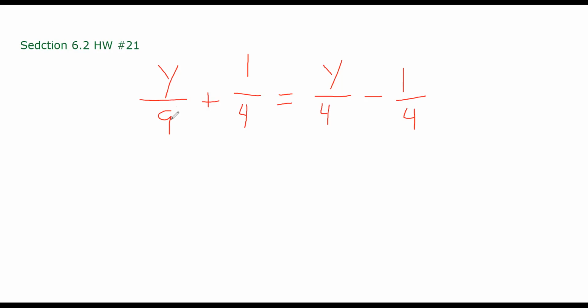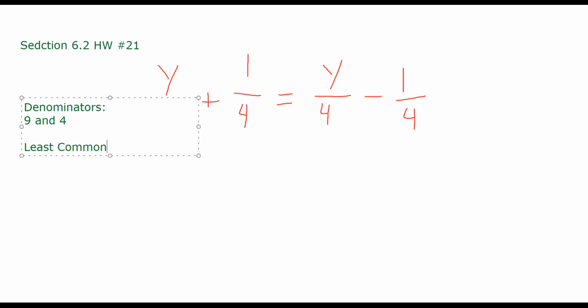We've got a couple denominators floating around. We've got 9s and we've got 4s. What we need to find is the least common denominator between 9 and 4. And really, what that secretly is, is the least common multiple of 9 and 4. So maybe you can see in your head it's going to be 36.